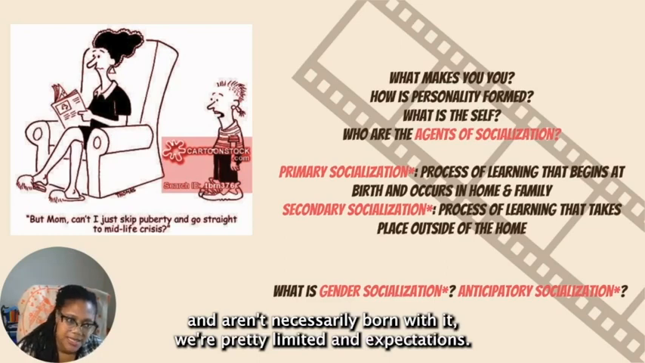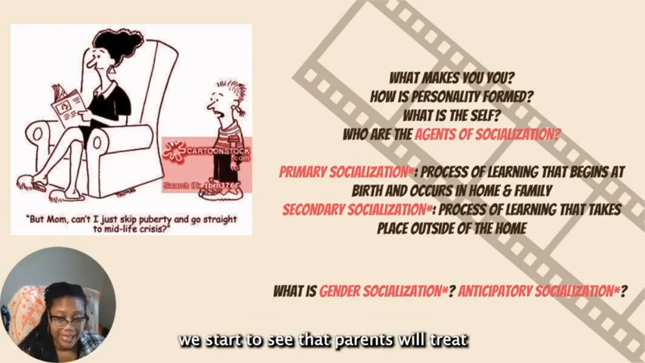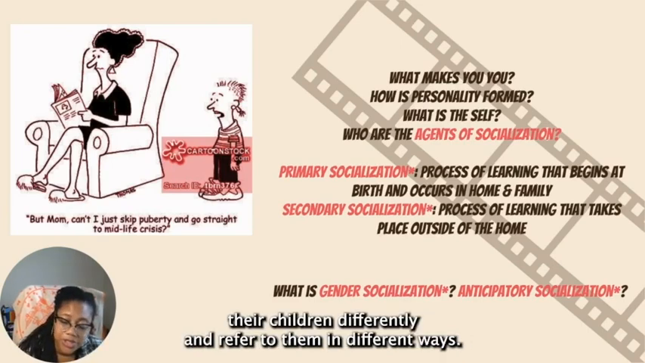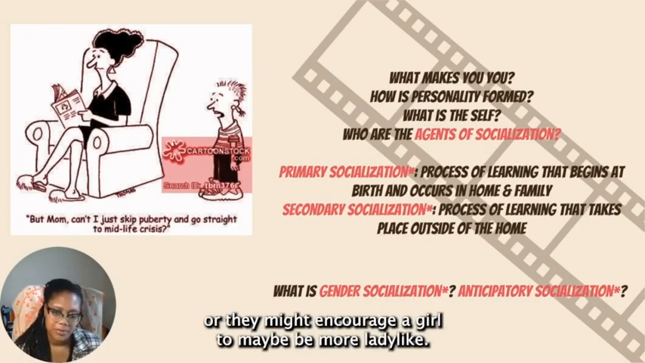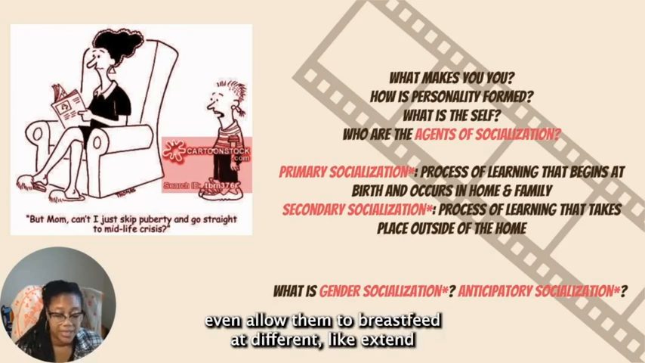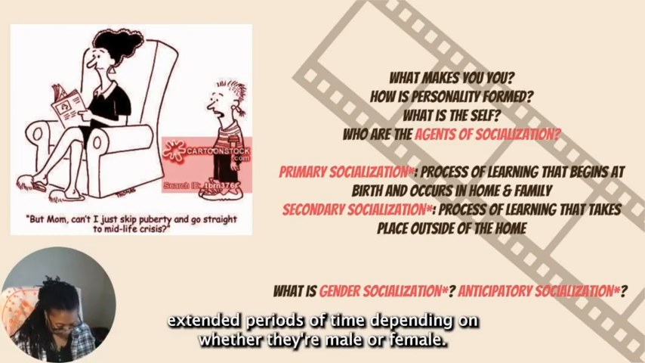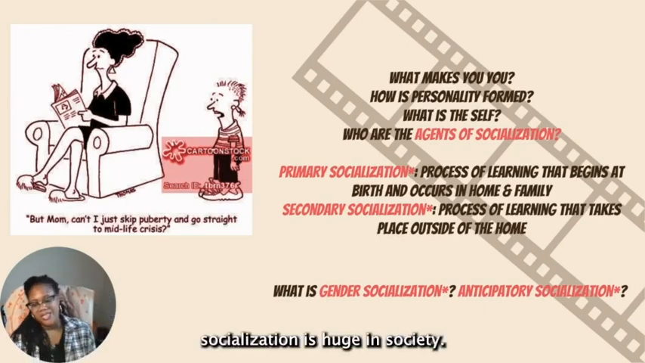But early on, despite the fact that we learn gender and aren't necessarily born with it, we're pretty limited in expectations. And again, it can start really early on, as soon as we see a doctor give some sort of gender reveal. We start to see that parents will treat their children differently and refer to them in different ways. They might tell a boy to not cry and to be strong, or they might encourage a girl to be more ladylike. They might even treat a baby more delicately, or perhaps for some, even allow them to breastfeed for extended periods of time, depending on whether they're male or female. Gender socialization is huge in society.